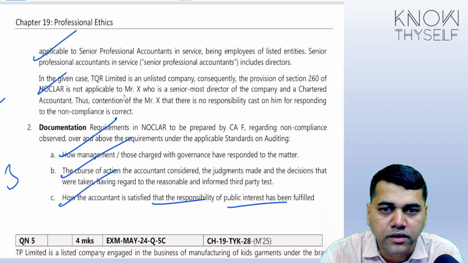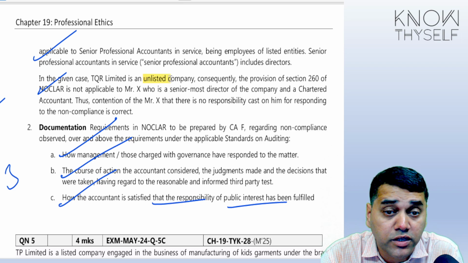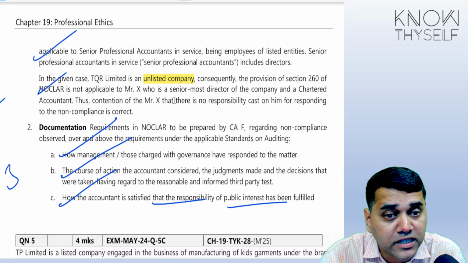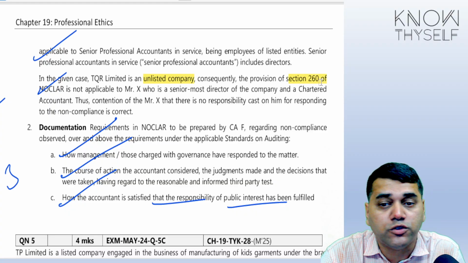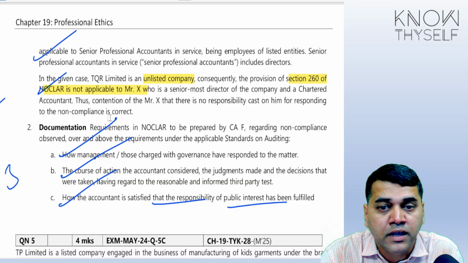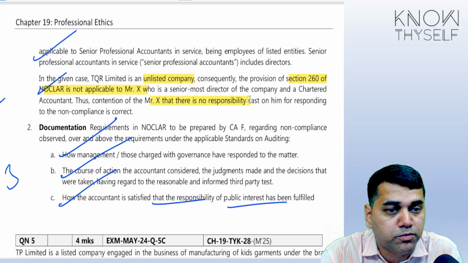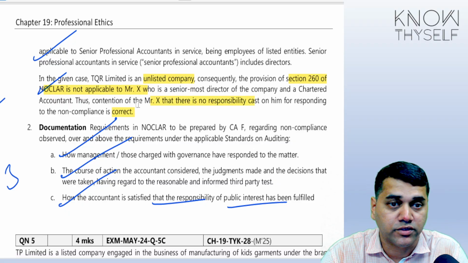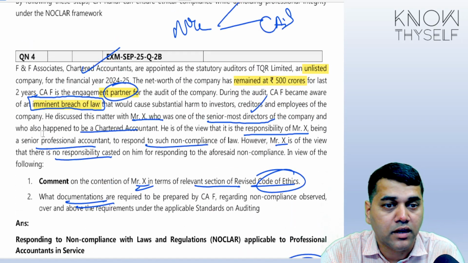Okay, 1 minute, I missed it. I'm sorry. In the given case, it is applicable for a listed entity, no? Okay, so it's an unlisted company. The provisions of Section 260 are not applicable to Mr. X, who is the senior most director, because the contention of X that there is no responsibility is correct. I'm sorry, friends, I just missed it. I told you it is unlisted, but again it skipped out of my mind.